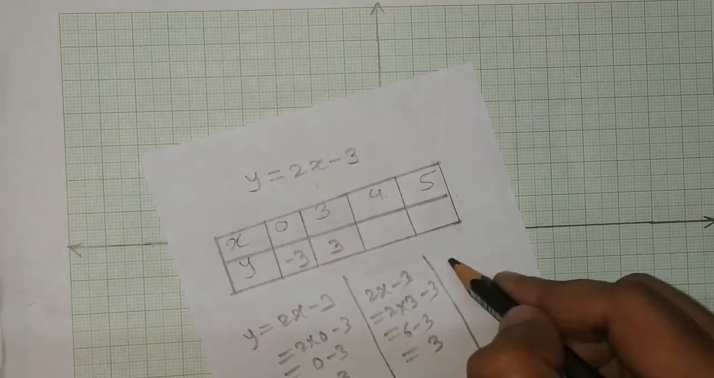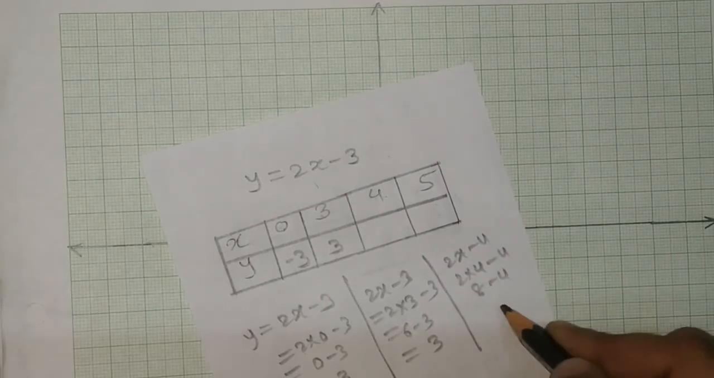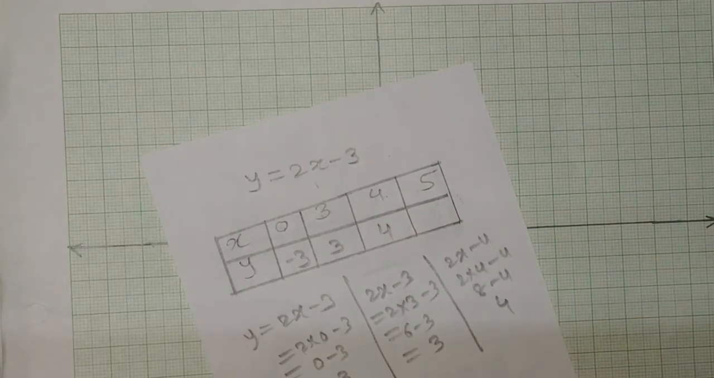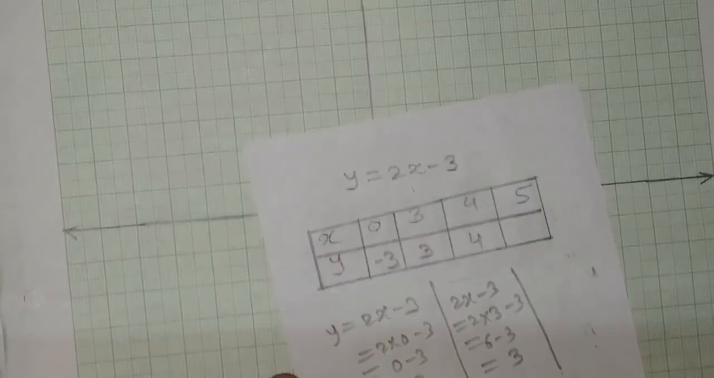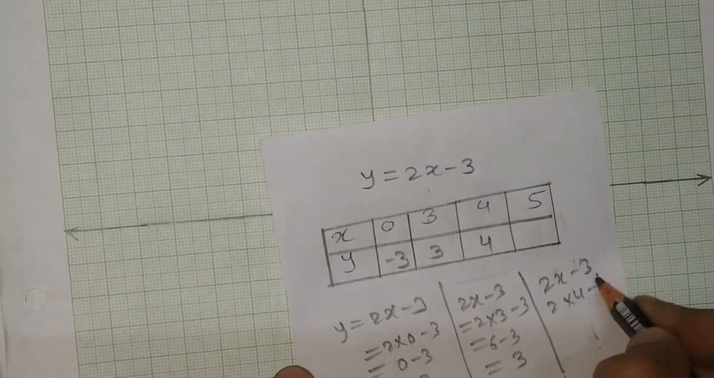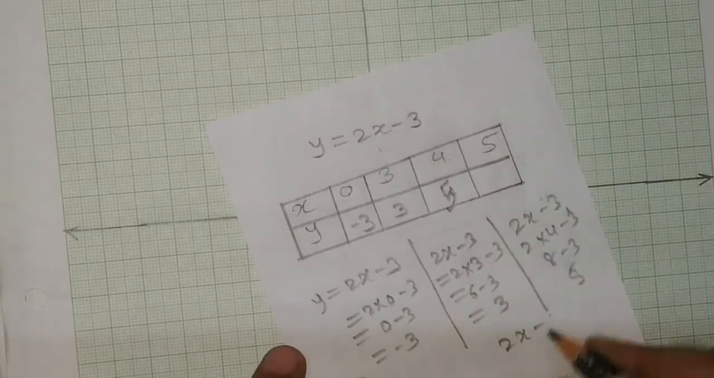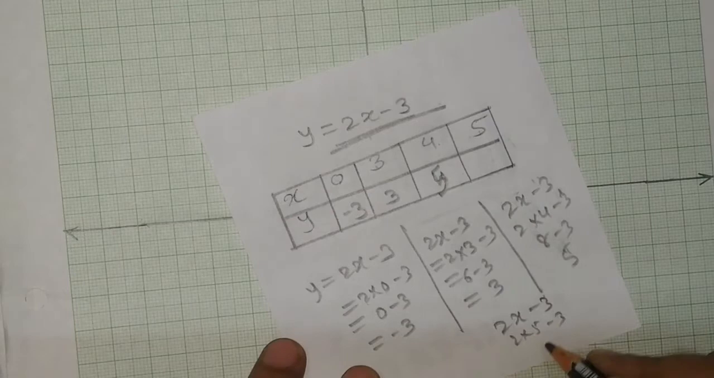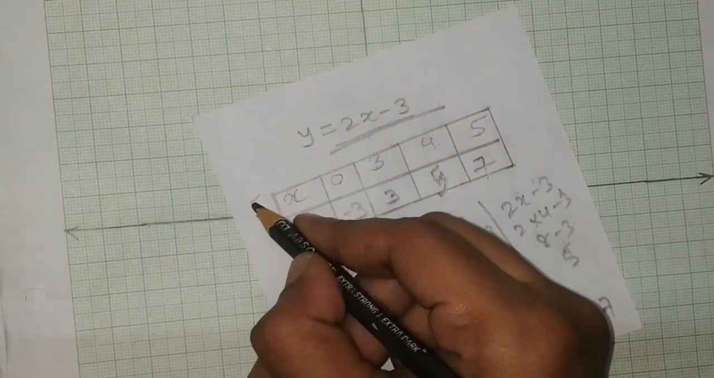Next we have 4. So 2x minus 3. Now keep the x value 4. We'll get a 4 here. Now the last value is 2x, sorry, it is 2x minus 3. So 2 into this 4 minus 3. 8 minus 3 is 5, friends. Here 5. And the last is 2x minus 3. In this equation we will keep x as 5. 10 minus 3 will get us 7. So our coordinates are ready now.